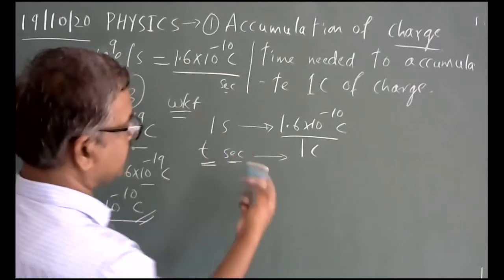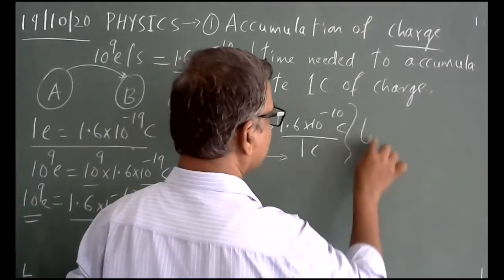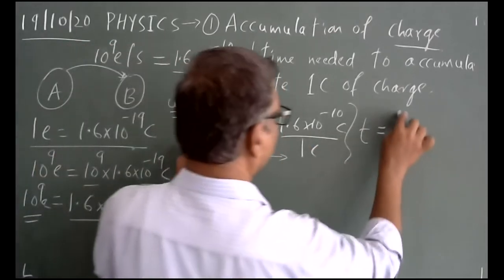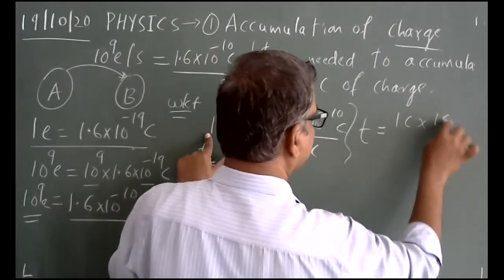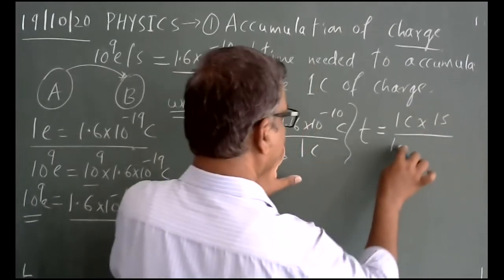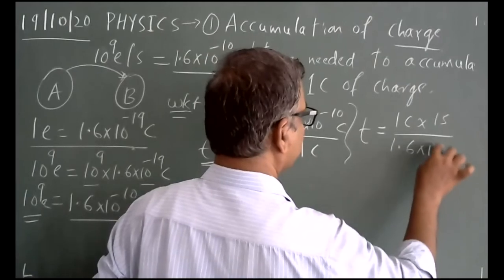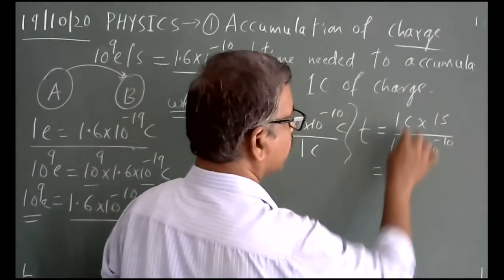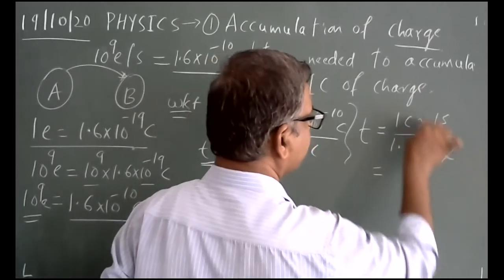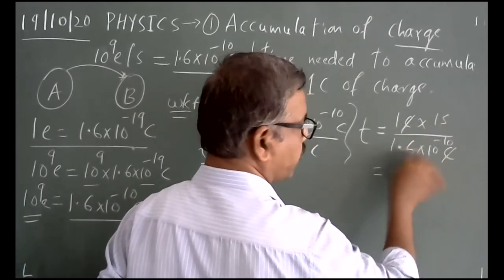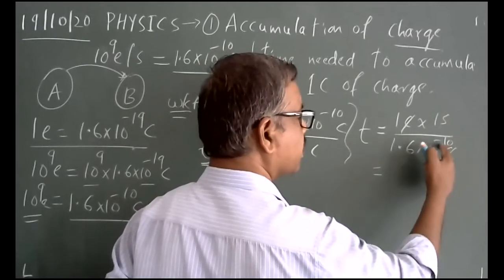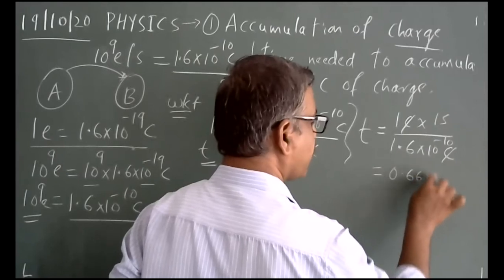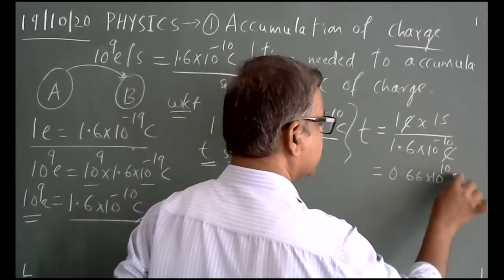Now the formula says T is equivalent to, look at this, cross multiplication I can do. T is equivalent to 1 coulomb into 1 second divided by 1.6 times 10 raised to minus 10. So simplification gives me, the coulomb nullifies, left with seconds. It is 1.6, or you make it 0.16, it becomes minus 11. So simply, it is 0.66 times 10 raised to plus 10 seconds.